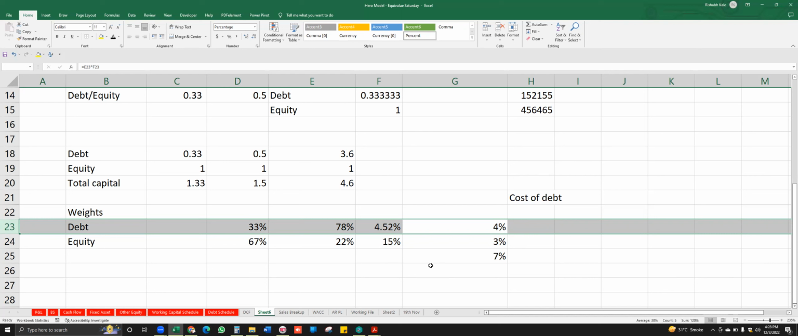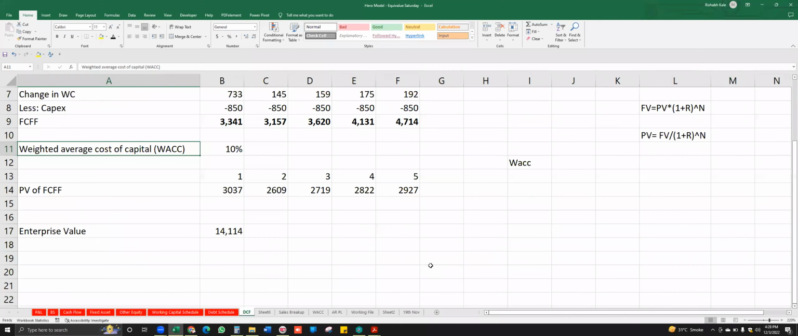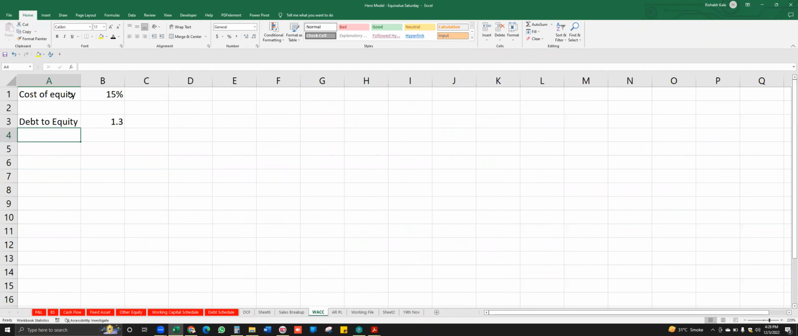Yeah, so 100% will be equity. Then the cost of capital will be cost of equity only if there's no debt. Let's do it for Hero. Let's find your WACC for Hero. Okay. Cost of equity, assume 15%.